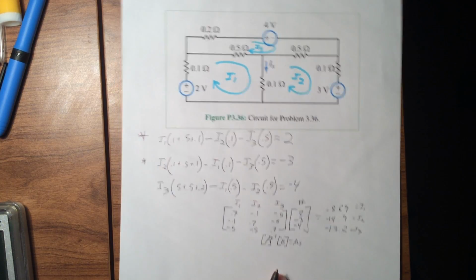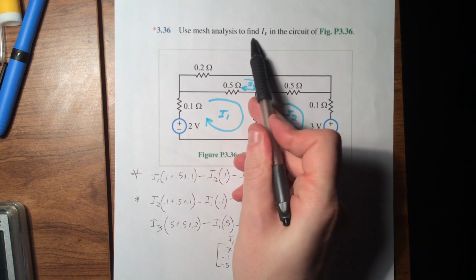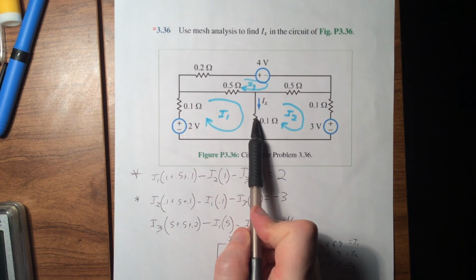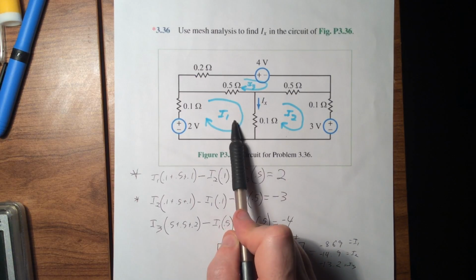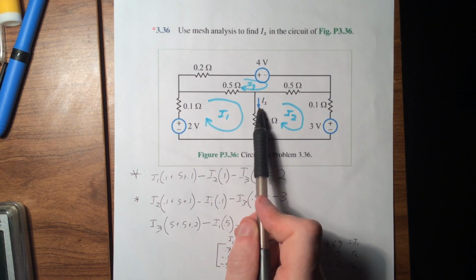So let's go back to the problem, see what it's asking for. It's asking us to find IX. IX is the one going down between I1 and I2. So IX is going in the direction of I1. So it's what?